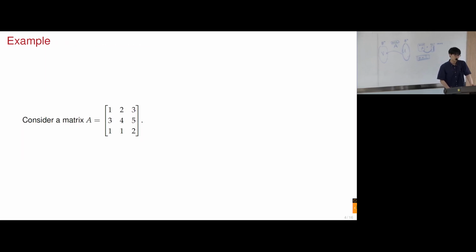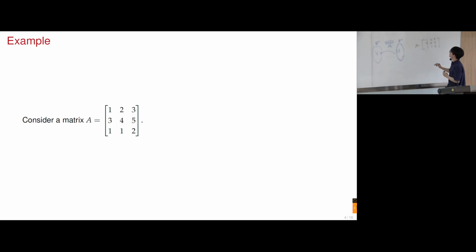I'm going to give some examples here. For example, I'm going to do some computations, right? We're going to define A as that. So we're giving an example. I'm going to write A as 1, 2, 3, 3, 4, 5, and 1, 1, 2, right?